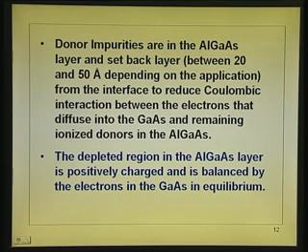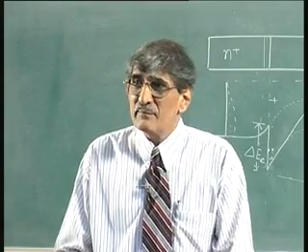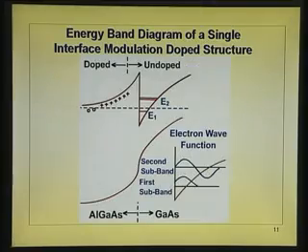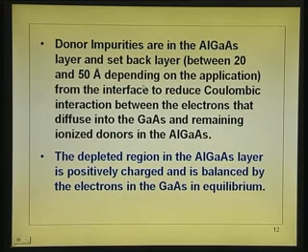Donor impurities are in the aluminum gallium arsenide layer, and a setback layer I just mentioned, a thin layer of 20 to 50 angstrom depending upon application from the interface, reduces the coulombic interaction. Whatever I explained there I put it here. So, that is the spacer layer which is present between the two layers here. That is the layer explanation I am putting here in the diagram. The depleted region in the aluminum gallium arsenide layer is positively charged and is balanced by the electrons in the gallium arsenide.